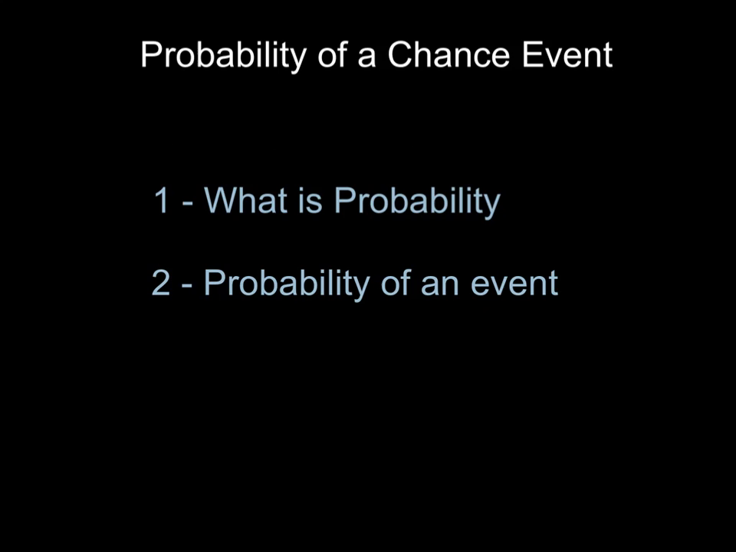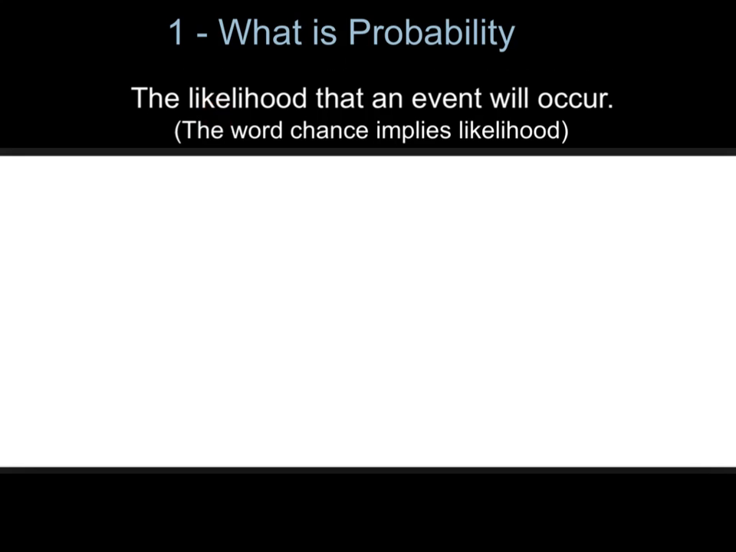Today's video is going to be talking only about two different things, but I need to go into some pretty big explanations. The first thing we're going to talk about is what probability is, and the second is trying to find the probability of an event. Let's talk about what is probability. We usually say the word probably or the word chance, but what we are really talking about is the likelihood that an event will occur. And we usually use the word chance to imply that likelihood is available.